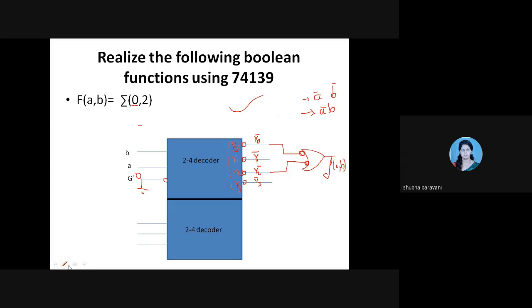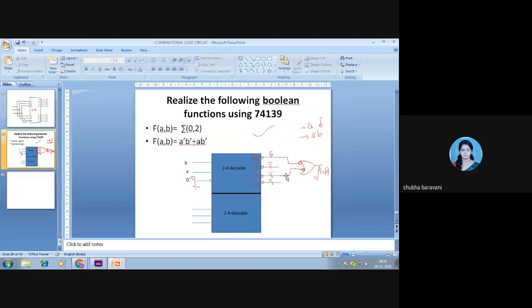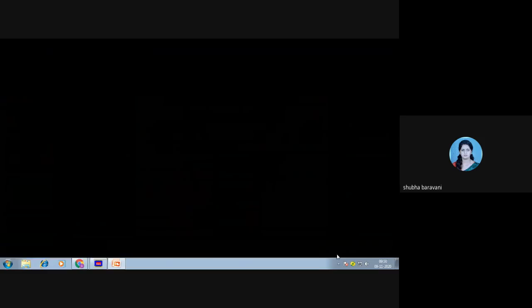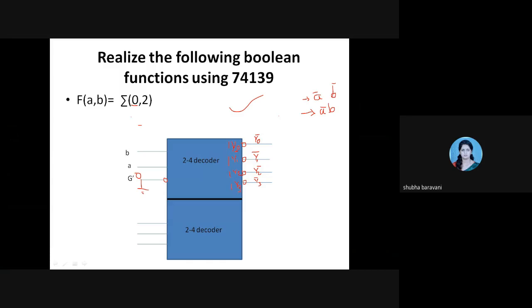If you put the simple OR gate here, I have to erase it. See, what is your function? Function is a bar b bar plus a b bar. So see here what you have got: y naught is a bar b bar, but here since I have put a NOT, it is a bar b bar the whole bar. Is that understood?